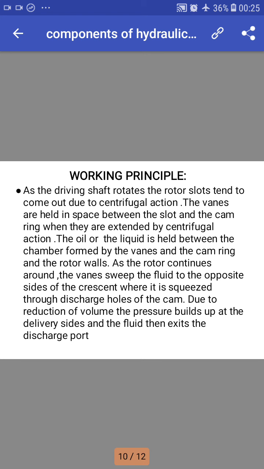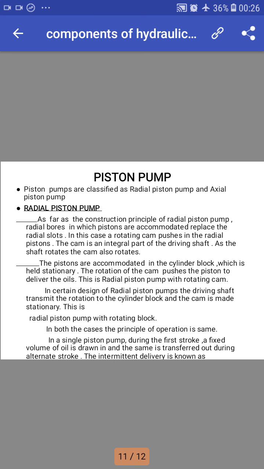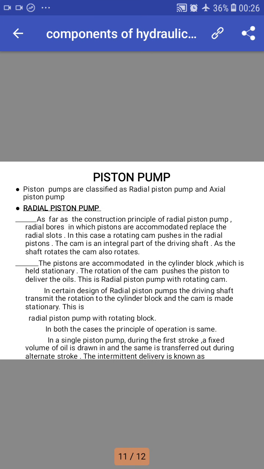As the rotor continues to rotate, the vanes sweep the fluid to the delivery side on the opposite side. Here the volume is reduced due to the cam-type shape. Due to the reduction of the volume, the pressure builds up at the delivery side, which will force the fluid to be delivered. Next, last, the piston pump.